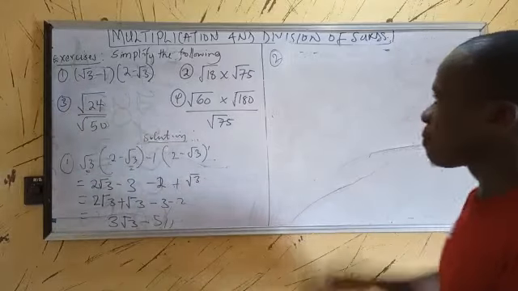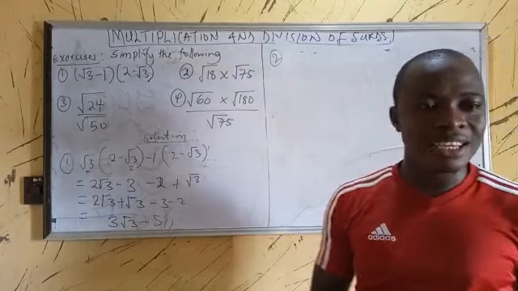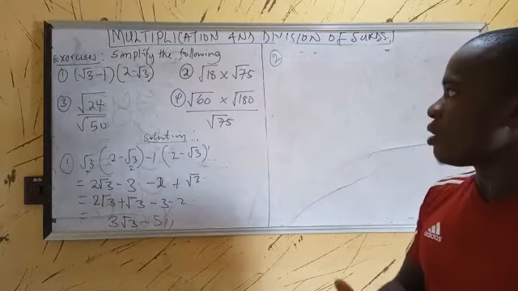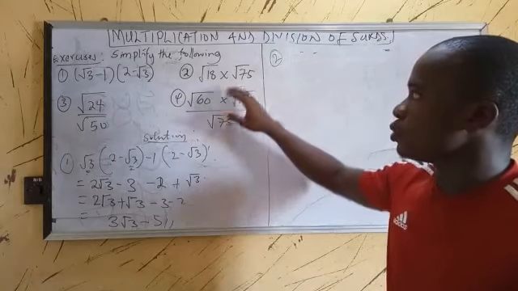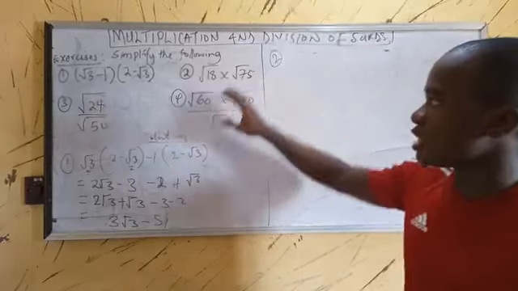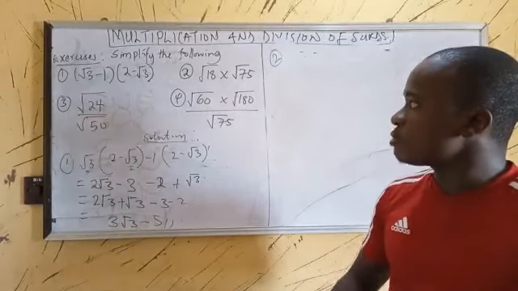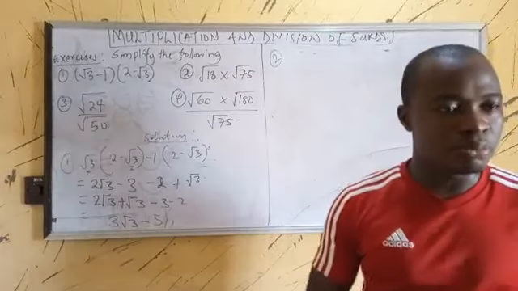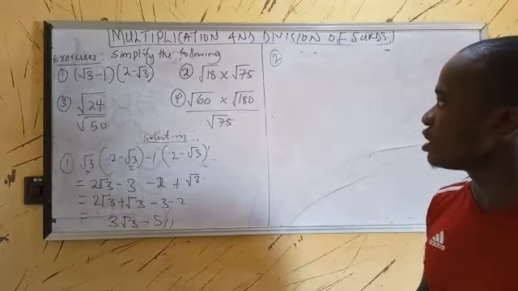To solve this one, you have root 18 multiplied by root 75. It is highly advisable, if you are having big numbers under square root, to break it down to the basic rule, I mean, to the basic point before you can solve.